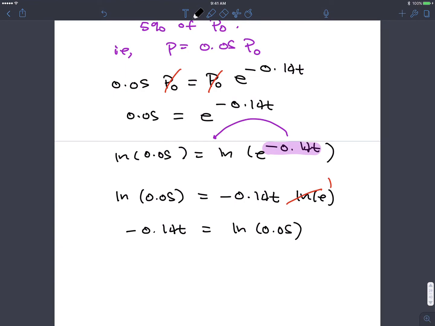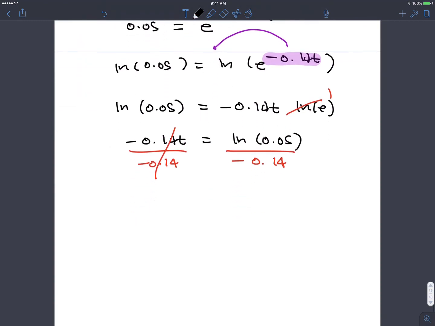So this equation, we could write now with t on the left, looks like the following. Divide both sides by negative 0.14. Here's t. t is negative natural log 0.05 over 0.14. So we need the natural log of 0.05 using our calculator. Divide that by 0.14. Don't forget the negative of that. t is approximately 21.4 hours.